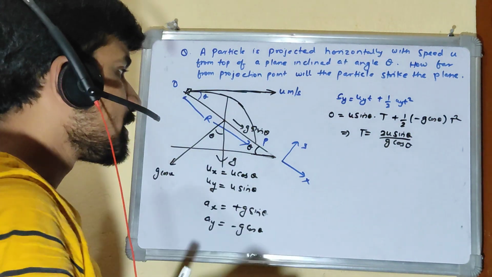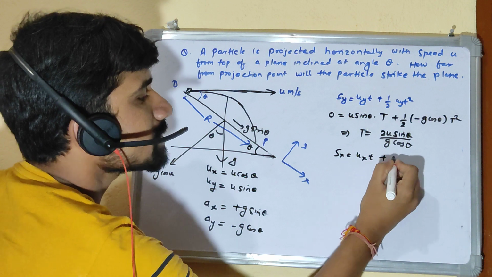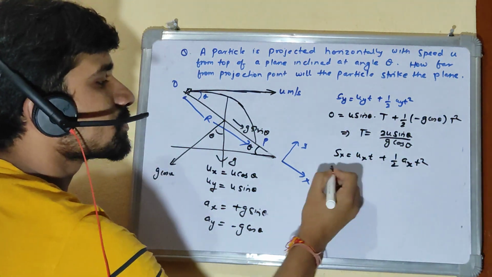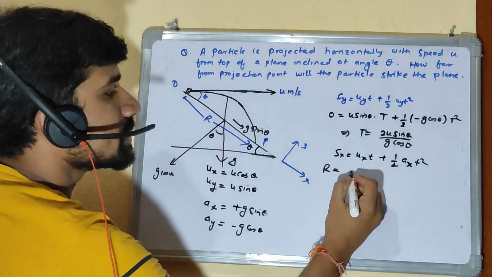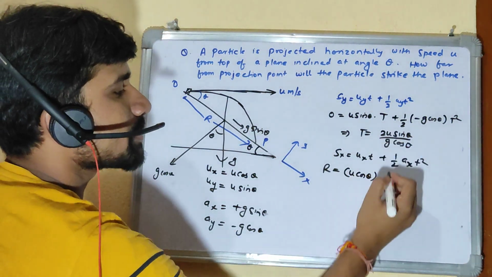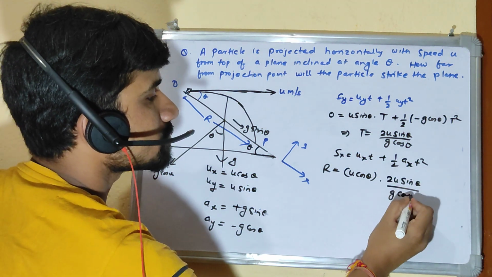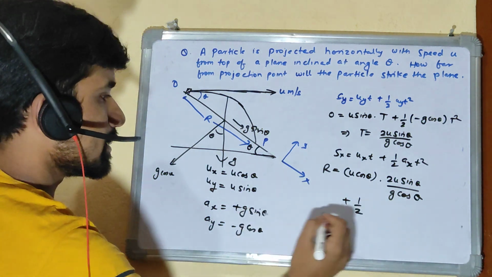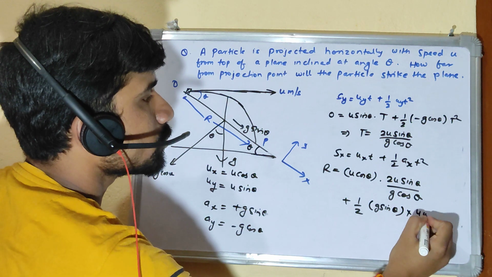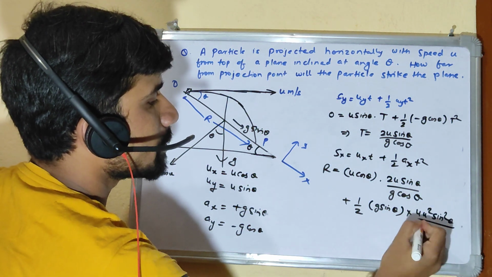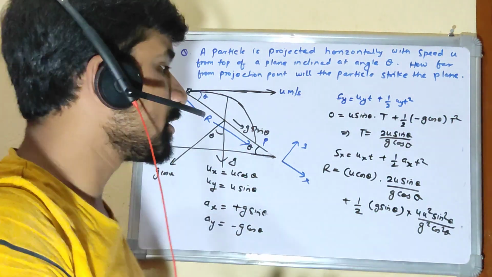Now I need to find range. Range is along x-axis. So sx is ux t plus half ax t square. I have all the values. Everything is simple now. ux is u cos theta. Time of flight is my t, 2u sin theta by g cos theta. ax is g sin theta. And t square you can place again here, 4u square sin square theta by g square cos square theta. Can we quickly calculate what this value is?